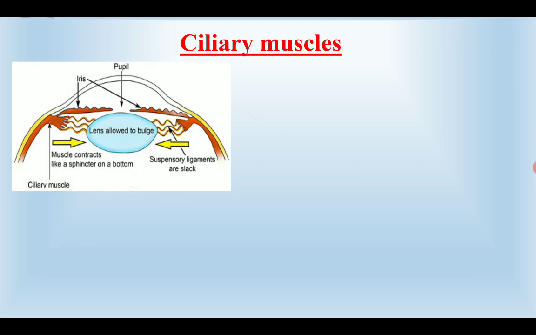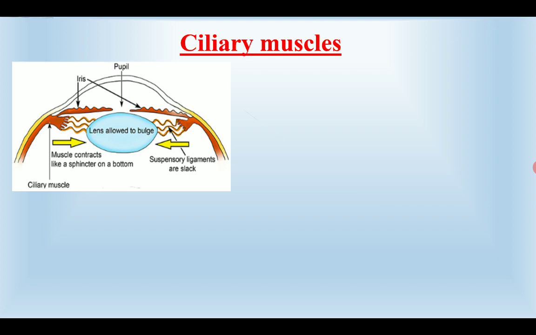Now after the pupil, the next part is the ciliary muscles. These are a very important part of the human eye. Basically these muscles control the movement of the lens. And as you can see from this figure, we have the outermost layer, that is the cornea, the iris is there, the pupil is at the center, and just behind that the eye lens is attached.